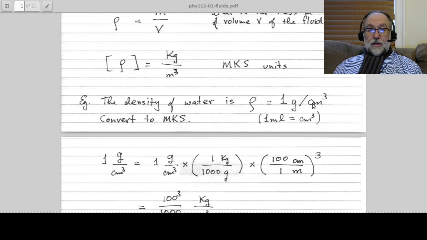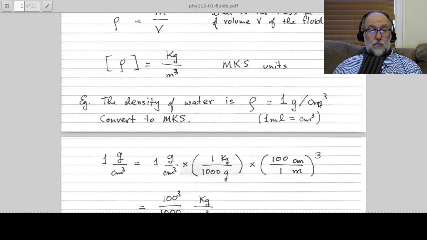By the way, cubic centimeter is correct, but you might see a milliliter in other courses. Like in chemistry, you tend to use liters and milliliters, with those graduated cylinders. It turns out that 1 milliliter is exactly 1 cubic centimeter, by definition. So I won't use milliliters, maybe I'll mention them in passing. But if you hear milliliters in another course, just think of that as a cubic centimeter. Now, 1 gram per cubic centimeter is correct, but it's not MKS.